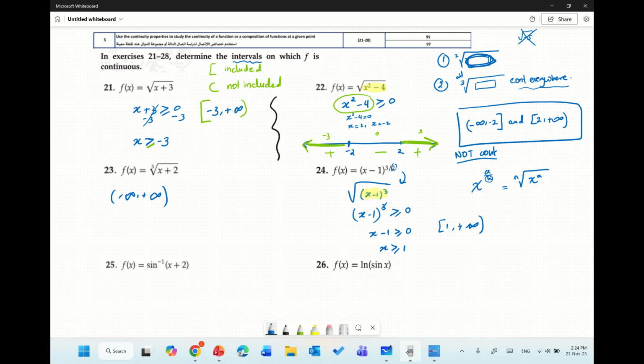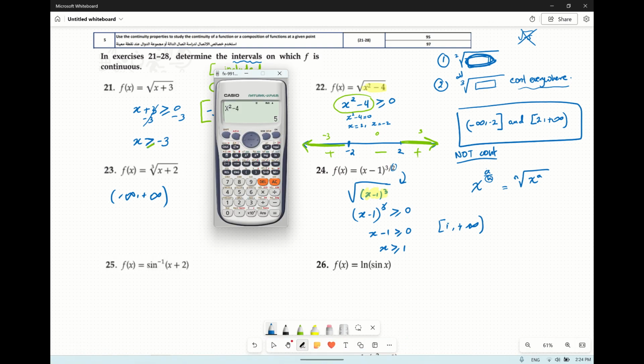Again, if I am confused whether I should put brackets for the 1, just write the function the same as it is, power 3 over 2, click calculate, put 1. Did the calculator give me an error? No. So I will put bracket.